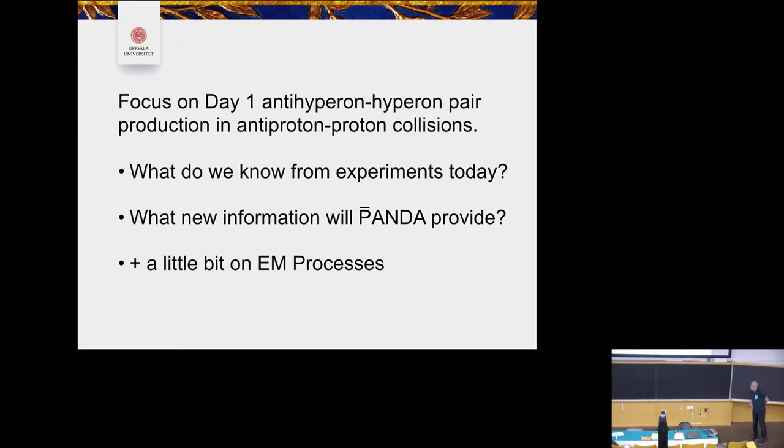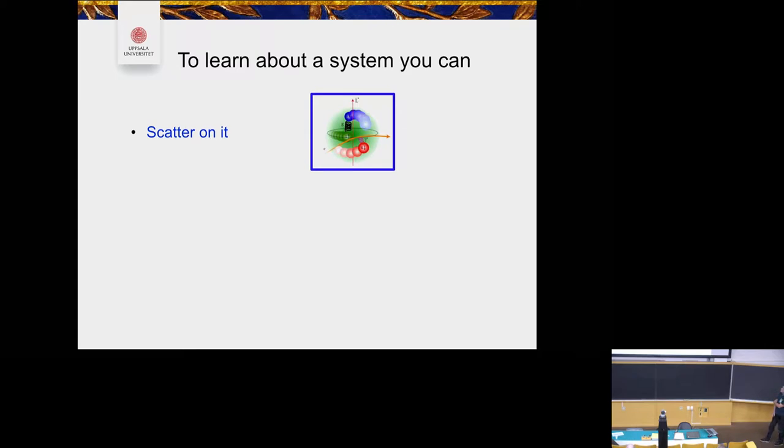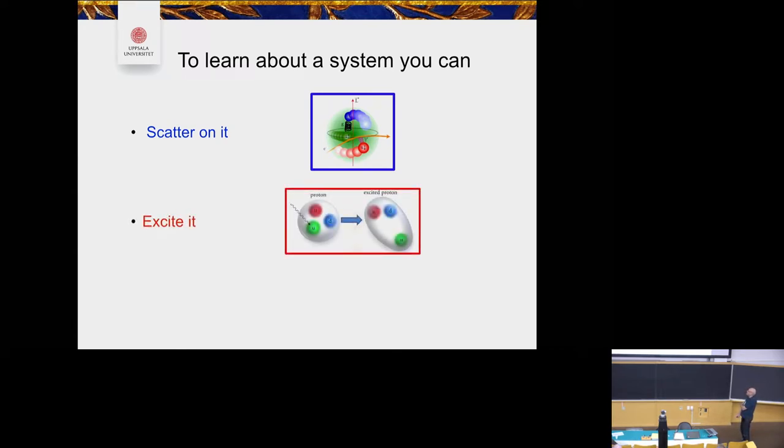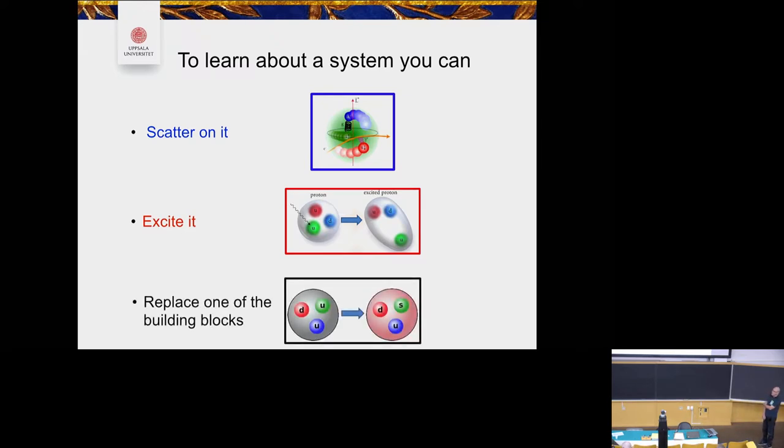So, the basics. If you want to understand an object, what can you do? Well, you can scatter on it and analyze the scattering. You can excite it and study the excited states. Or you can replace one of the building blocks and see how the system responds to that. And all these three things are relevant for the hyperon case.